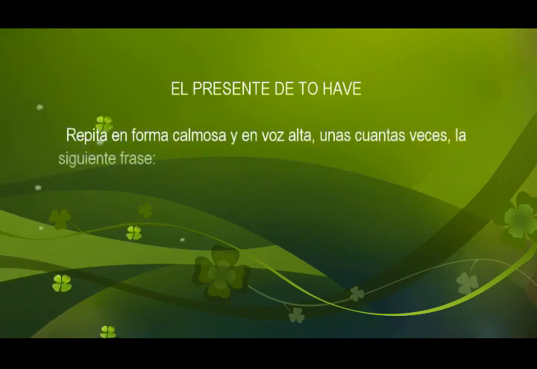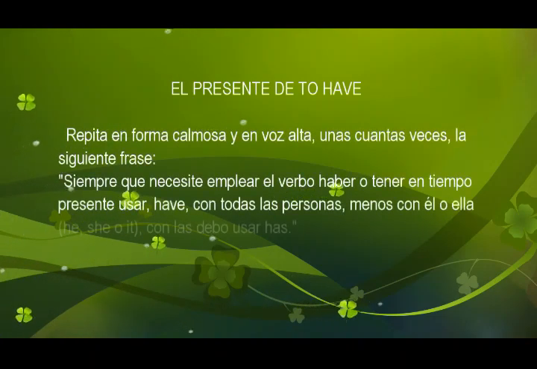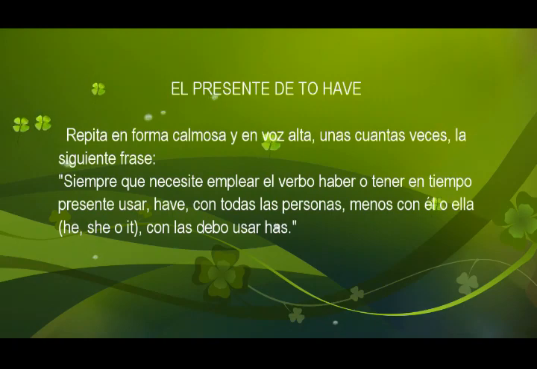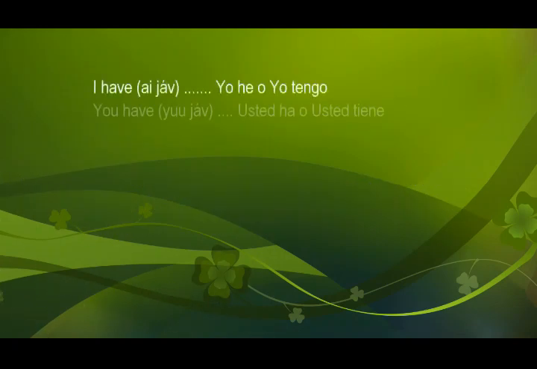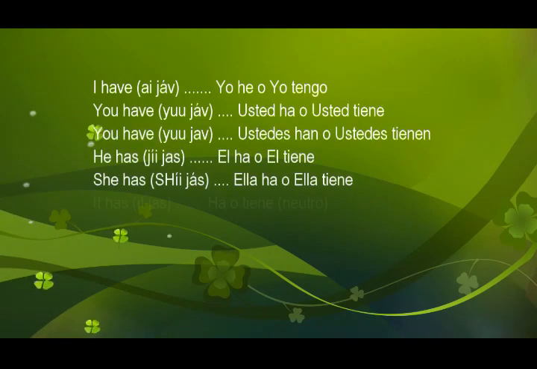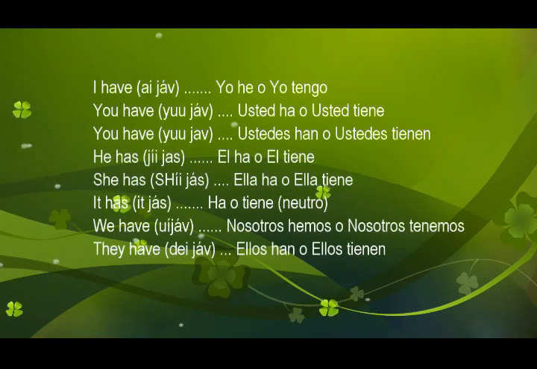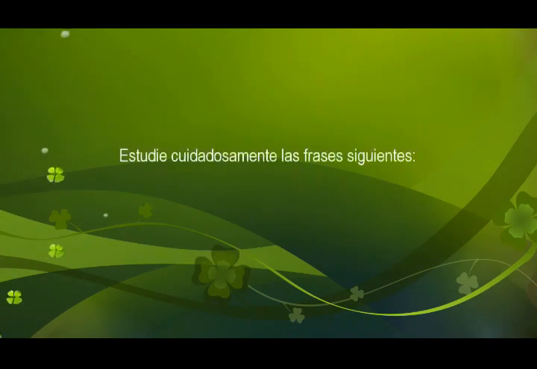Repita en forma calmosa y en voz alta, unas cuantas veces, la siguiente frase. Siempre que necesite emplear el verbo haber o tener en tiempo presente, usar have, con todas las personas, menos con él o ella, he, she, o it, con las que debe usar has. I have. You have. He has. She has. It has. We have. They have. Estudie cuidadosamente las frases siguientes.